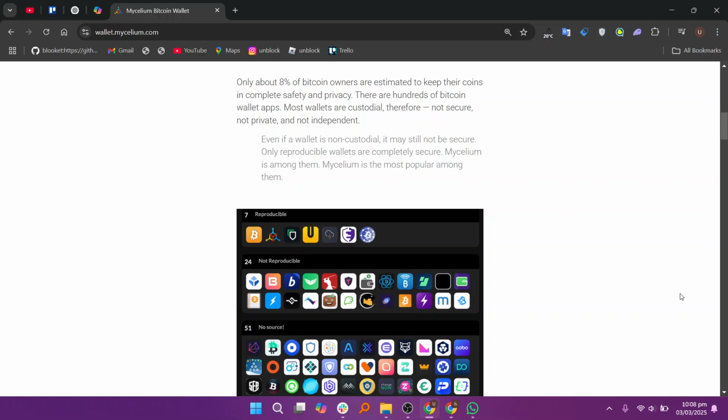There are hundreds of Bitcoin wallet apps. Most wallets are custodial. Therefore, not secure, not private, and not independent. Even if a wallet is non-custodial, it may still not be secure. Only reproducible wallets are completely secure.